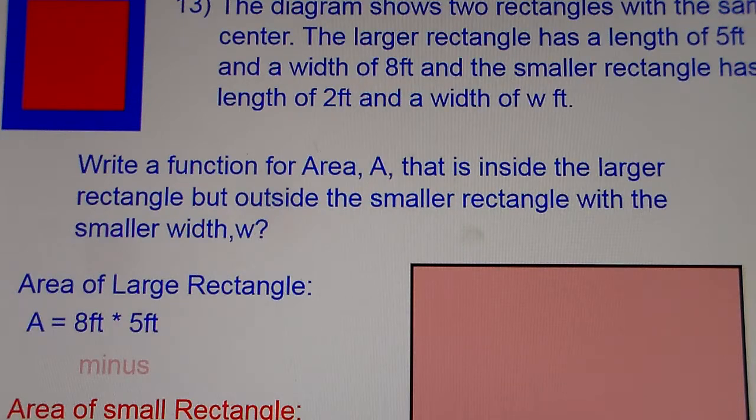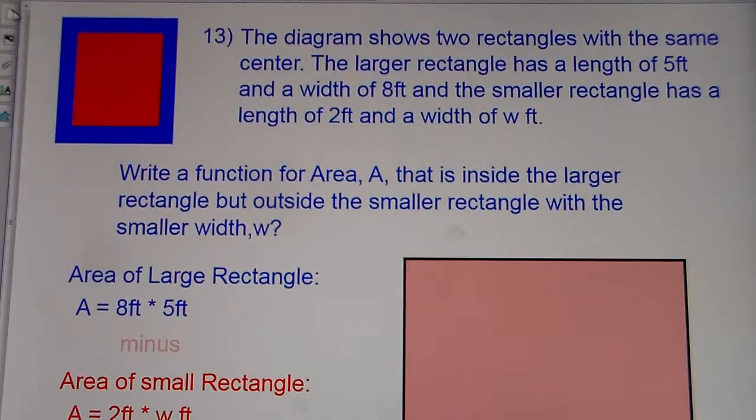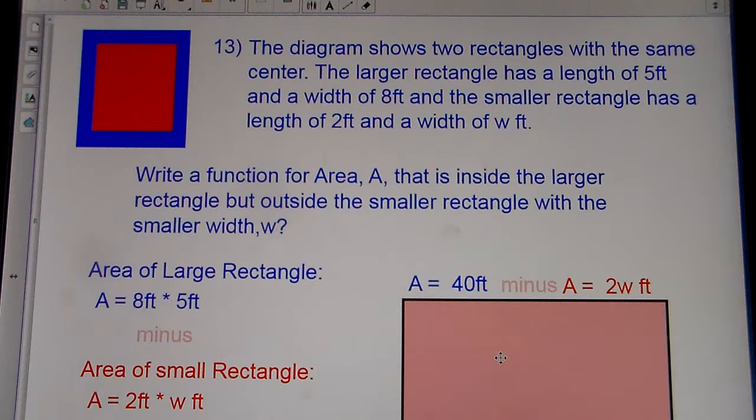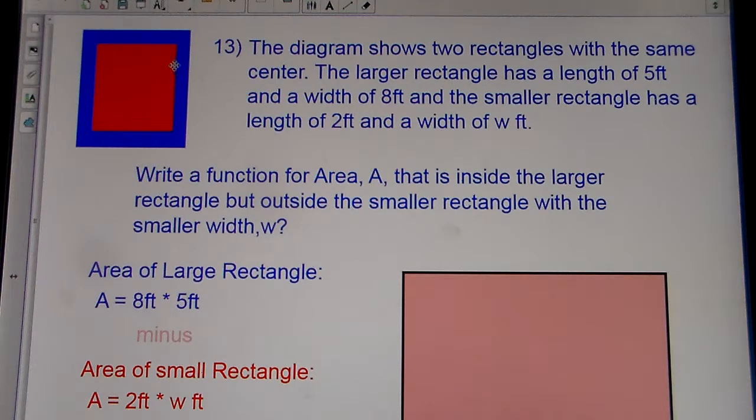So if we have a square, we could apply that too. We could find out what the area of a rectangle is, which is length times width. And we're going to do the area of the large rectangle, 8 times 5 in this particular problem, minus the area of the small rectangle, 2 times w. We could work on factoring things out and manipulating the formula. It's just big minus little to find out this blue section here.